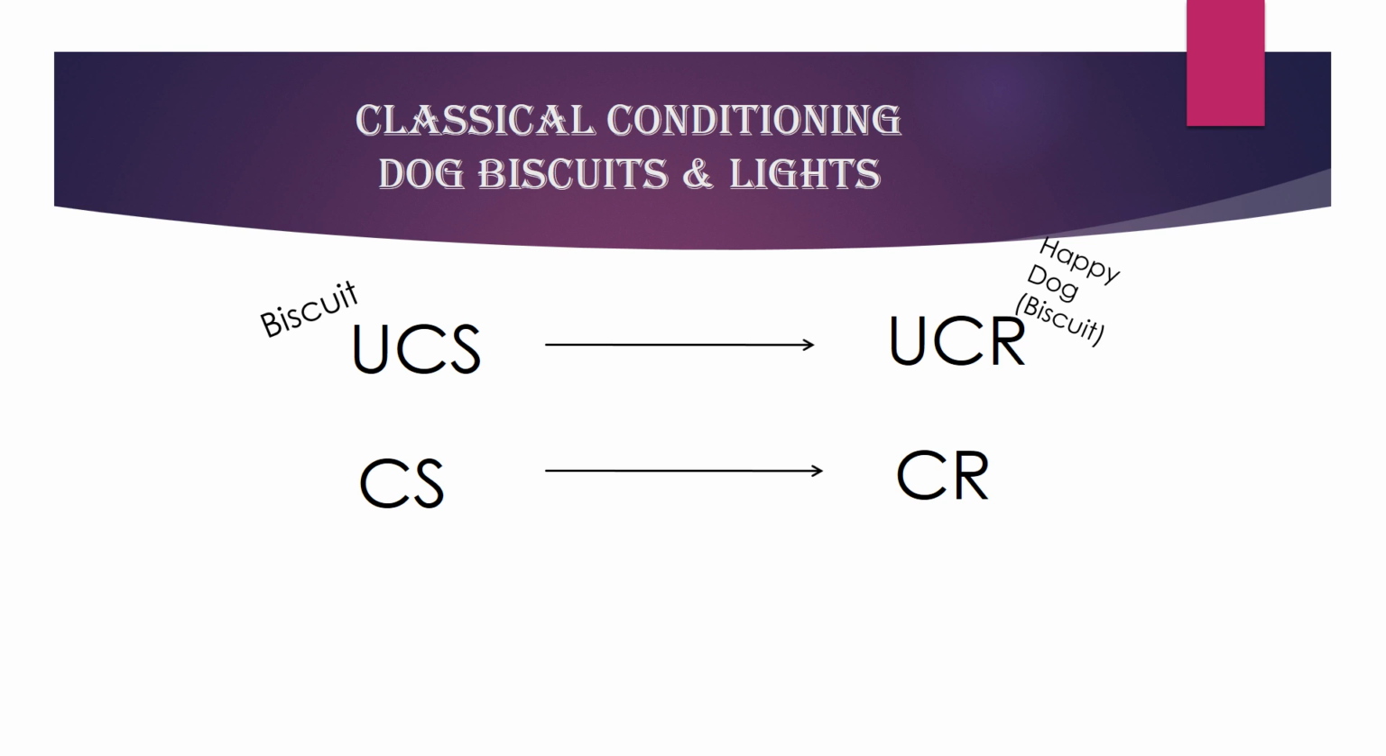A conditioned stimulus is neutral in the beginning. It's something that all by itself can do nothing at all. And in this example, the conditioned stimulus is that light. Now, the key here is this. When you pair up a conditioned stimulus with an unconditioned stimulus, when a light is followed by a biscuit, a light is followed by a biscuit, you create a learned reaction, a conditioned response, where a light makes for a happy dog. Why? Because it knows that a light is associated with the biscuit. So the dog gets all happy when the light comes on.